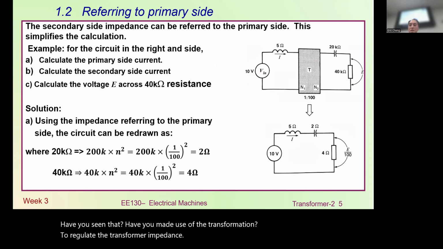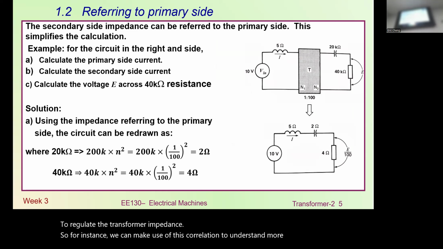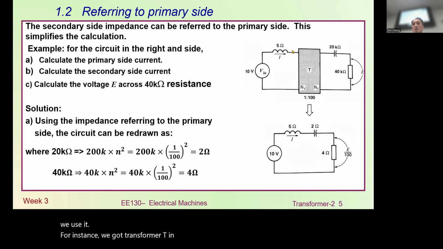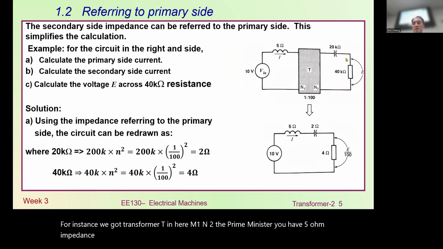So for instance, we can make use of this correlation to understand more about how we use it. For instance, we have transformer T here, with N1, N2. On the primary side, we have 5 ohm impedance, and the input is 10 volt. On the secondary side, we have 20K.